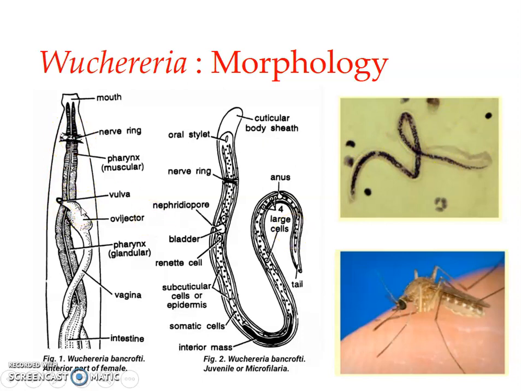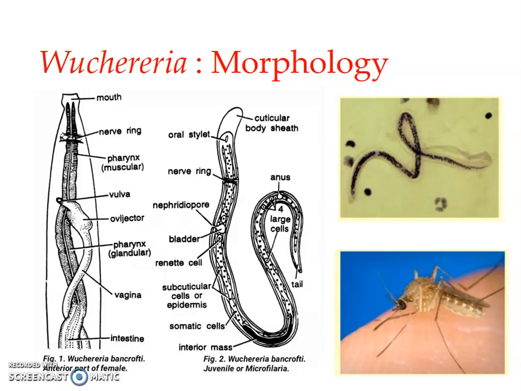It is filiform and cylindrical in shape, and both the body ends terminate bluntly. Almost like this. This is actually a juvenile microfilaria, but still it's almost blunt ending on either side. And sexual dimorphism is exhibited, that is, the sexes are separate and they show a distinct sexual dimorphism.